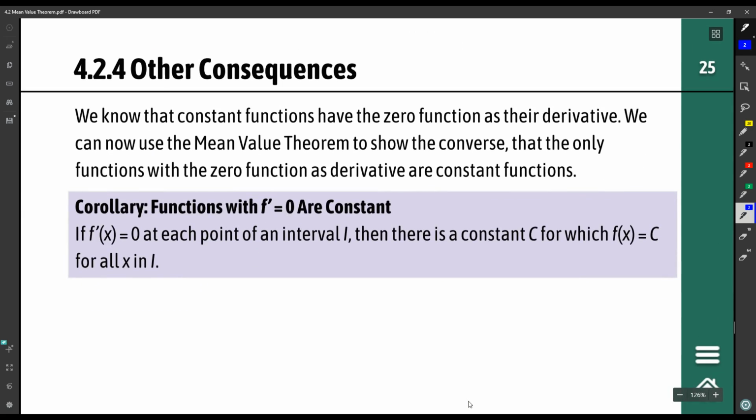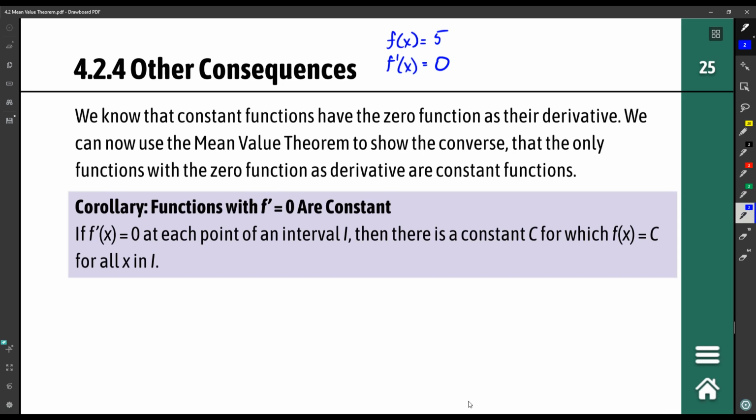So we begin with this. We know that constant functions have the zero function as their derivative. Yes, we do. We know that if we have a function f of x equals a constant, say 5, then f prime of x is equal to 0. And we could replace that 5 with any constant, positive, negative, as long as it's a real numbered constant.